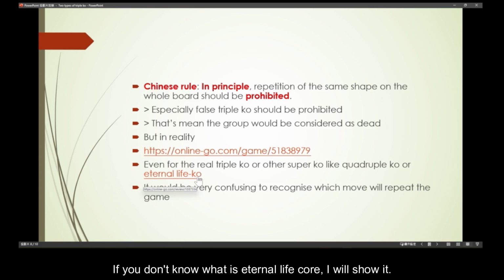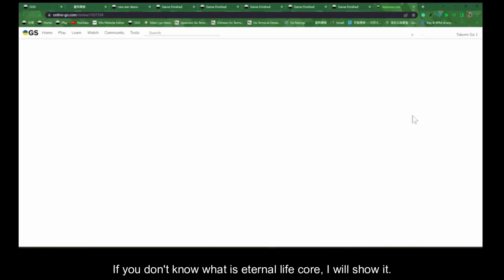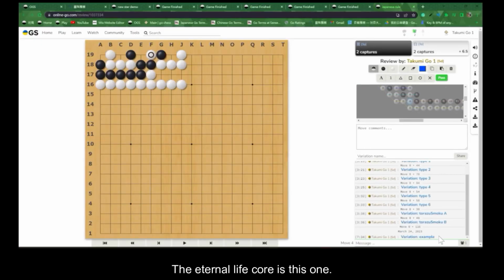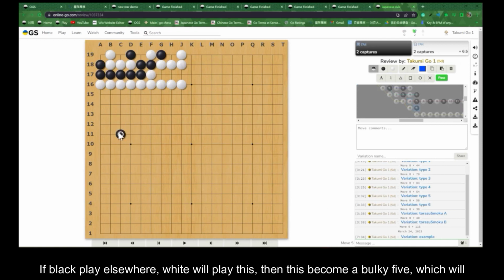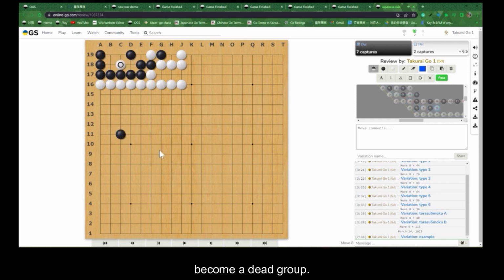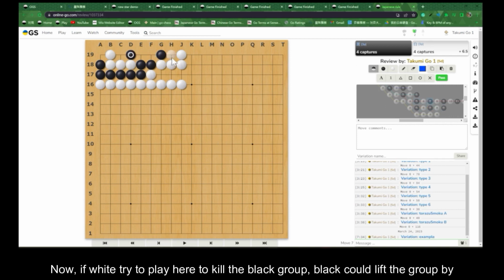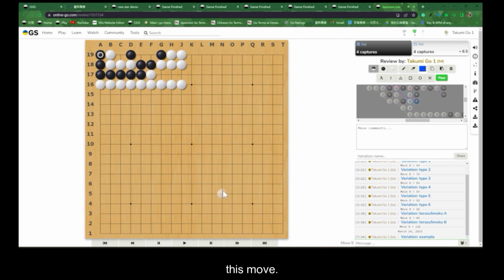If you don't know what an eternal life core is, I will show it. The eternal life core is this one. If black plays elsewhere, white will play this, then this becomes a bulky 5, which will become a dead group. But black could sacrifice 2 stones here. After white captures, black captures. Now, if white tries to play here to kill the black group, black could leave the group by this move. This is a life shape.